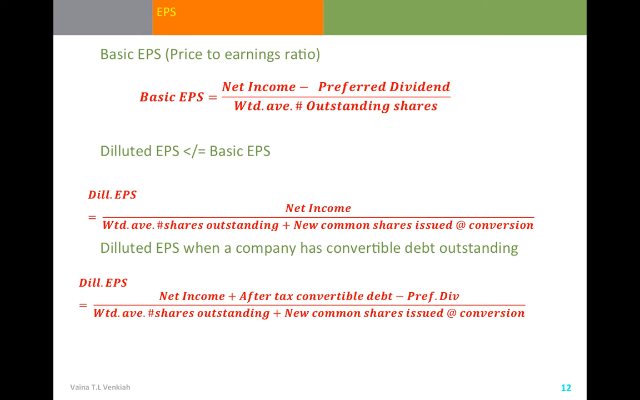The diluted EPS is equal to net income over the weighted average number of shares outstanding plus the new common shares issued at conversion. When the company has convertible debt outstanding, we need to add the after-tax convertible debt interest to net income and subtract the preferred dividend.